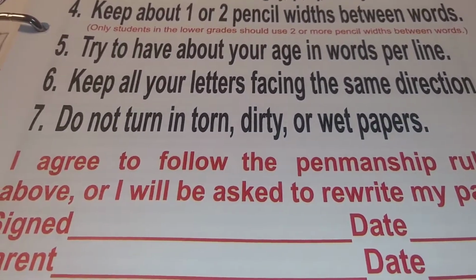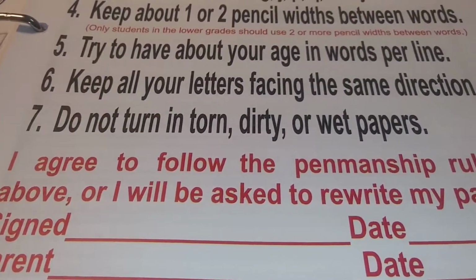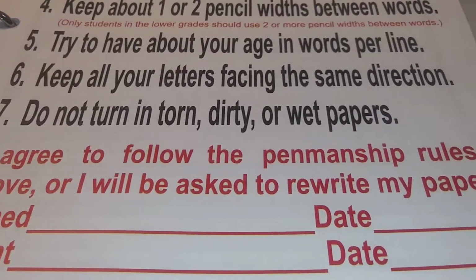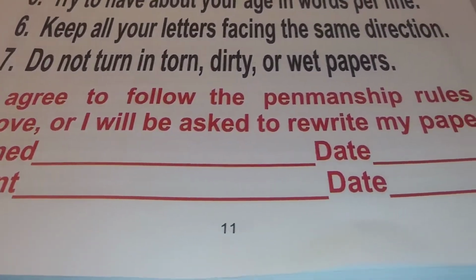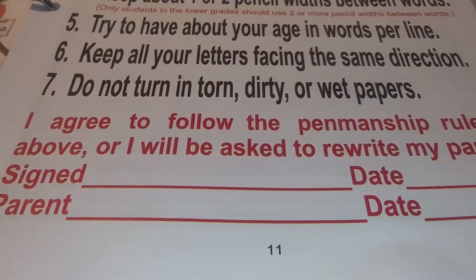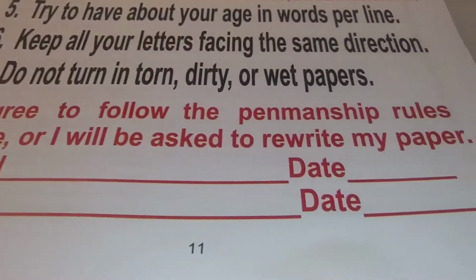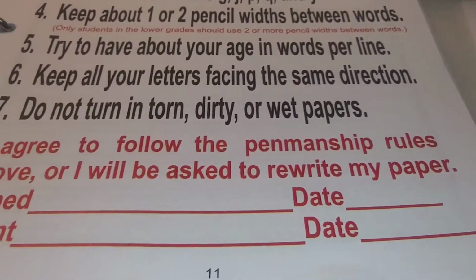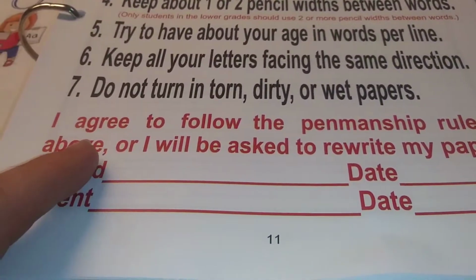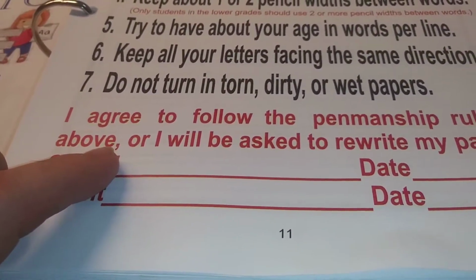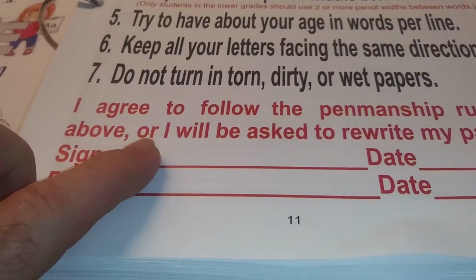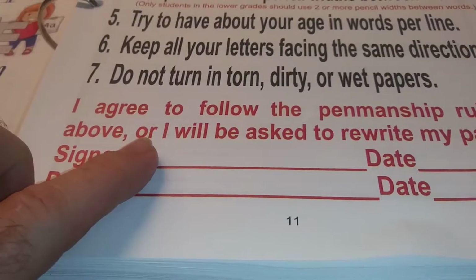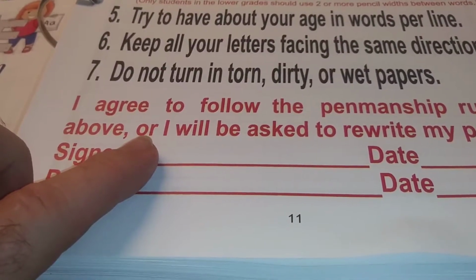Rule 7, the last one, capital. Do not turn in torn, dirty, or wet papers, period. Capital. I agree to follow the penmanship rules above, or capital. I will be asked to rewrite my paper, period. You remind your kids that's a coordinating conjunction. You're joining 2 independent clauses with a comma and what most of you call fanboys, the word or.